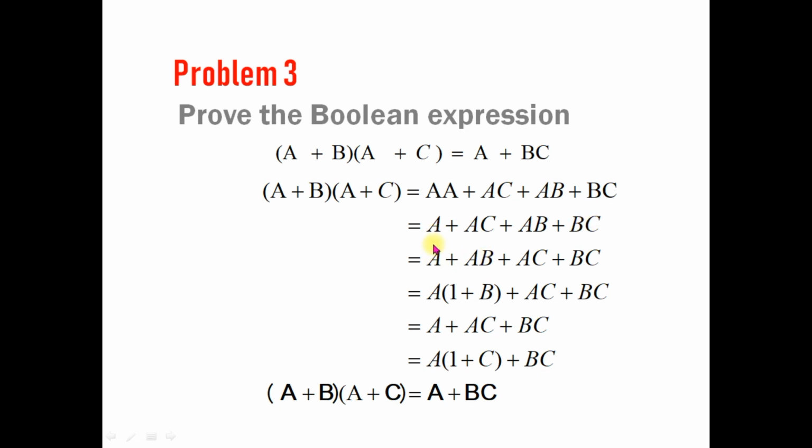Now A is taken common in these two, A into (1 plus B). AC is written as it is, BC is written as it is. So after this, 1 plus B can be written as 1. Hence, it is A plus AC plus BC. Then A is taken common into (1 plus C) plus BC. 1 plus C is 1.